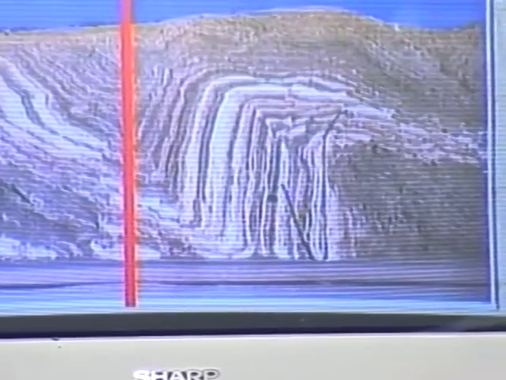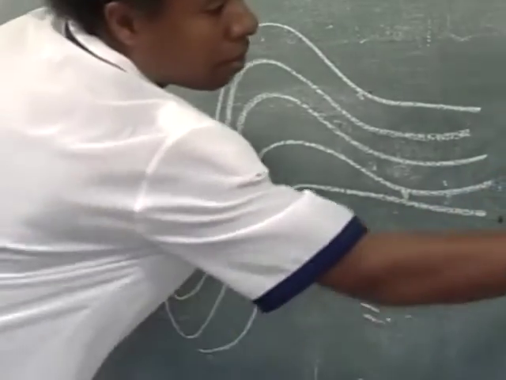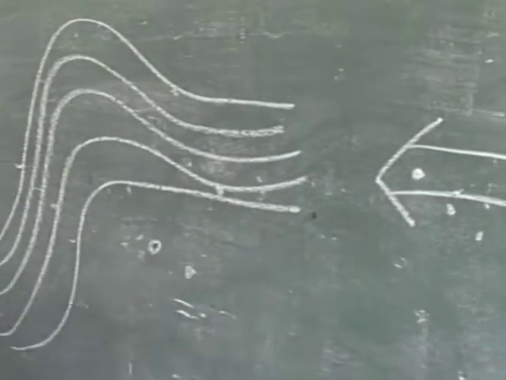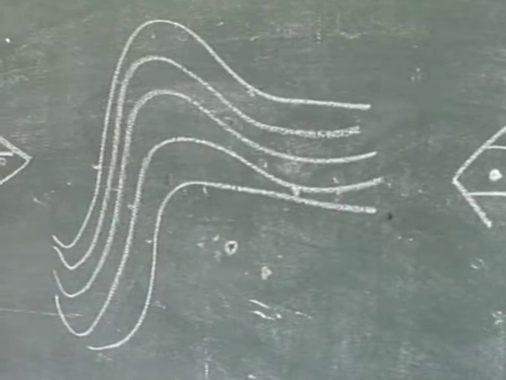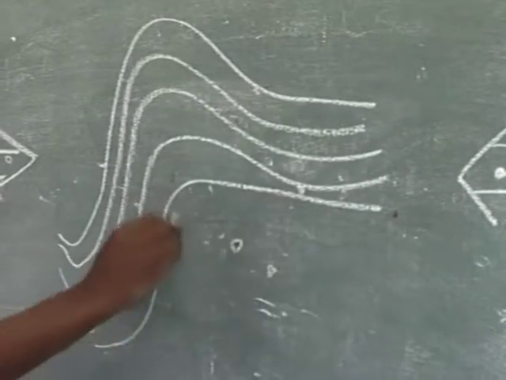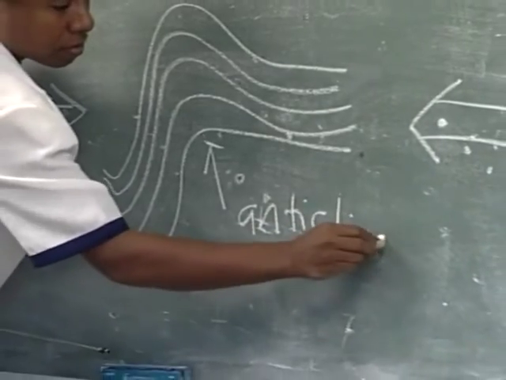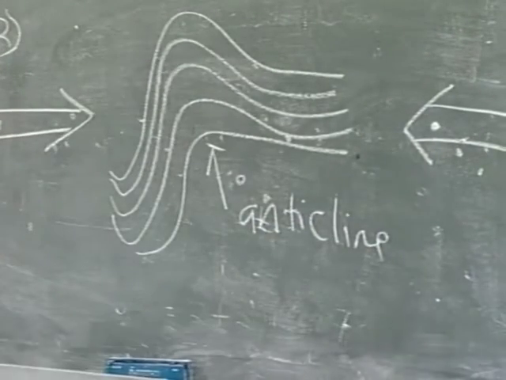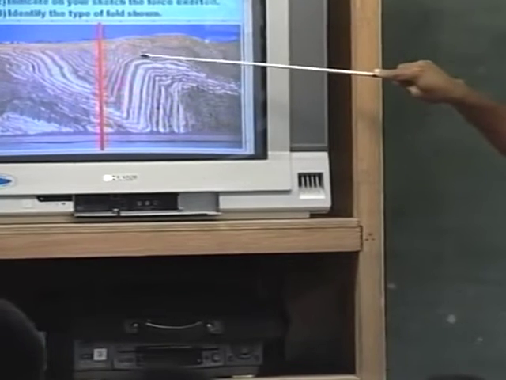That's not all. You include the compressional forces, arrows pointing towards each other. And note, from this feature you can identify the anticline. Can you see that? The anticline here? Yeah. From this feature you can identify the anticline.